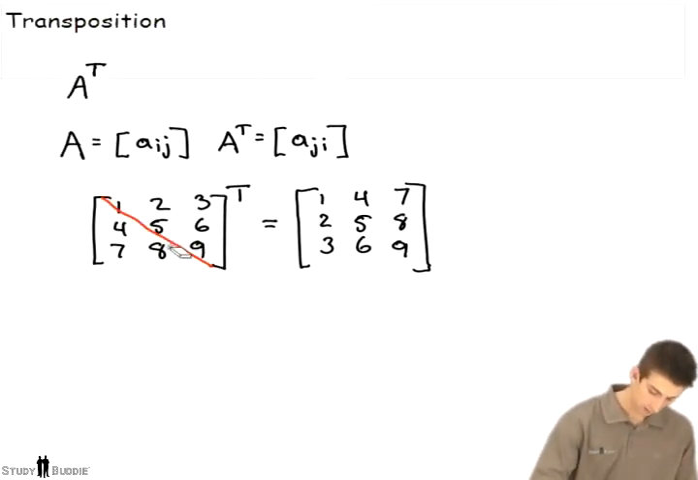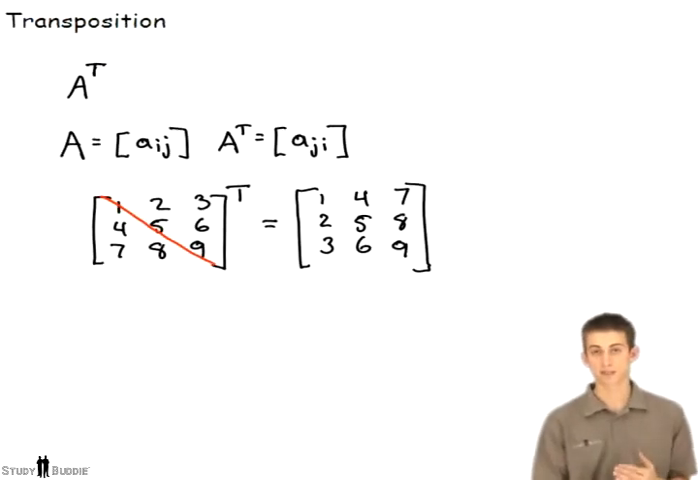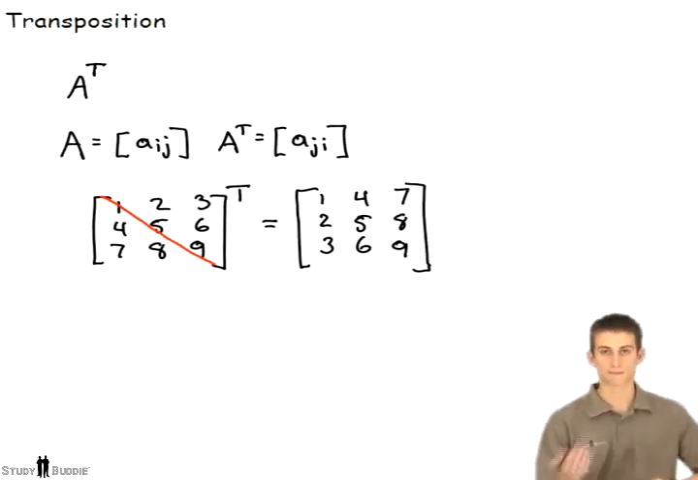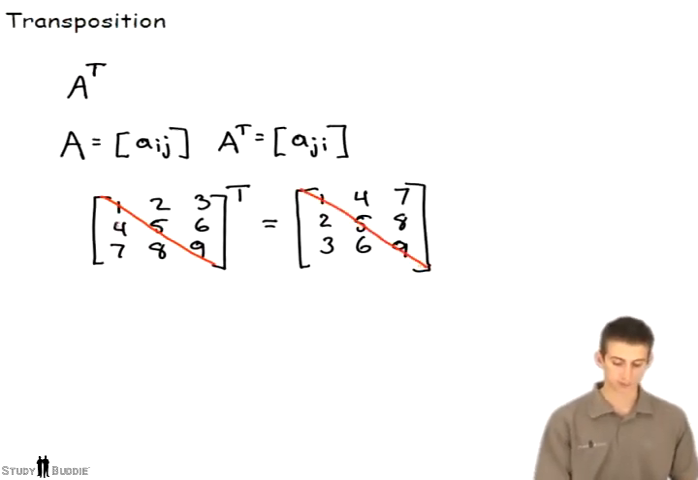If we draw a line along the main diagonal here, basically, the transpose is like a flip over that main diagonal. So drawing that same line here, you can see that our 4 and 2 have switched, our 7 and 3 have switched, our 8 and 6 have switched.